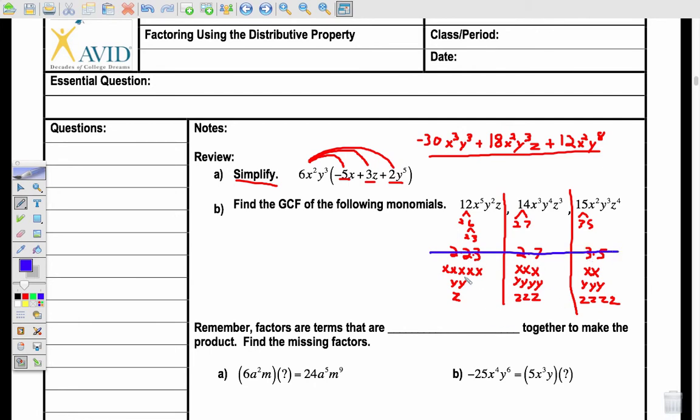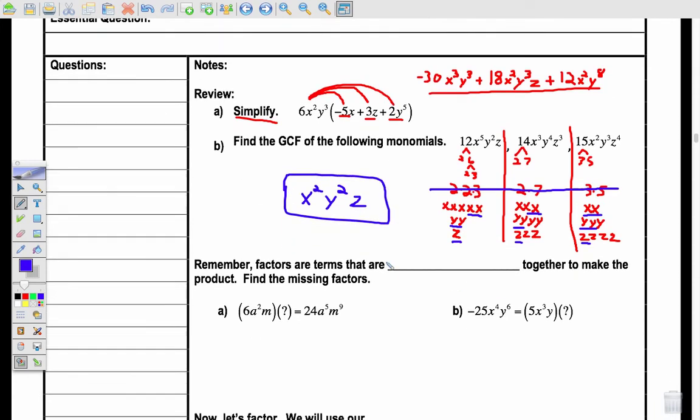Again, they all have to have one. X's. There's 2 X's here. 2 here. 2 here. Okay, so we got 2 X's. Y's. There's 2 here. 2, 2. Z's, there's only 1 here, so 1, 1, and 1. Okay, so the ones we underline, 2 X's. So I'm going to say X squared. How many Y's? We got 2 Y's, so that's Y squared. And then Z's, there was 1 Z, so that's Z. That would be the greatest common factor.